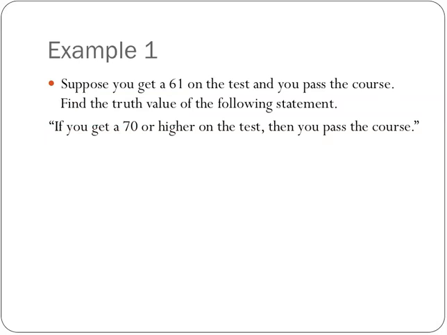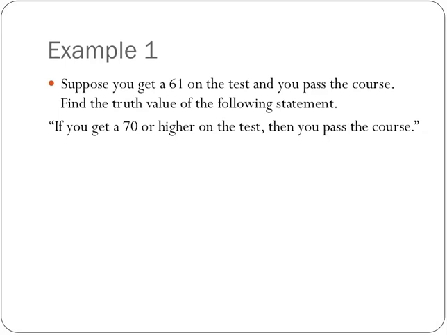All right, take a look at example 1. Suppose you get a 61 on the test and you pass the course. Find the truth value of the following statement. If you get a 70 or higher on the test, then you pass the course. Rather than thinking about this in terms of the actual words themselves, we're going to break it down into the first statement, is that true or false? The second statement, is that true or false? And then based on our truth table, is that entire conditional statement true or false?